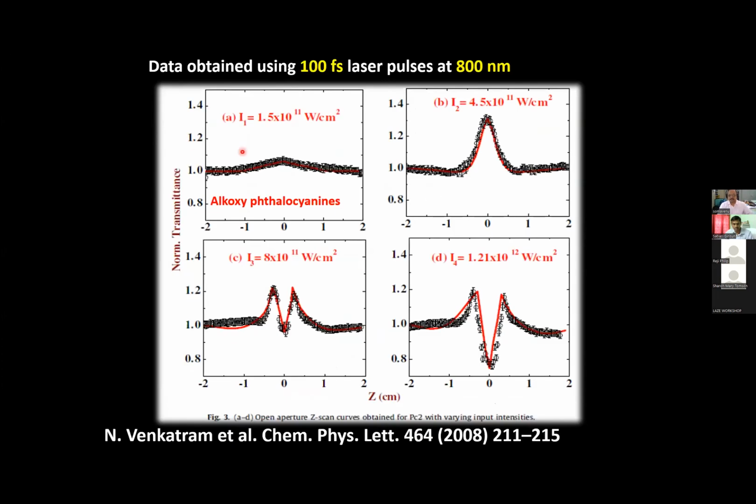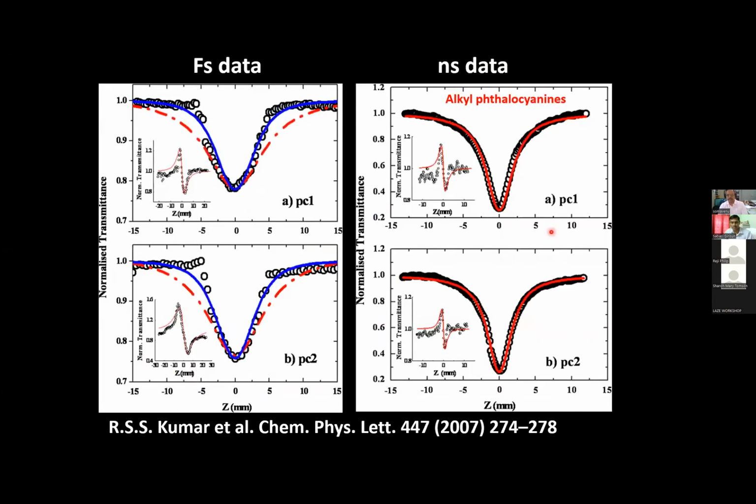But when you go to femtosecond pulses, you see the saturable absorption, then going back to reverse saturable, and then there is a switching off of this nonlinear absorption. So this kind of mechanism is possible in these materials. You can also see the opposite of this, where you start with reverse saturable, then there is saturation. So instead of an M kind of curve, you get a W kind of curve. So all these are possible in these materials.